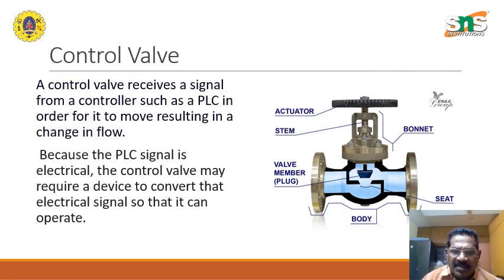Just a revision of the last few slides: control valves receive the signal from a controller such as a PLC in order to move, resulting in a change in flow. Whether it is rotating or some kind of actuator, based on that the motor will operate, or the actuator will operate, and then the valve member can close or open based on the signal. Now, because the PLC signal is electrical, the control valve may require a device to convert that electrical signal so that it can operate.